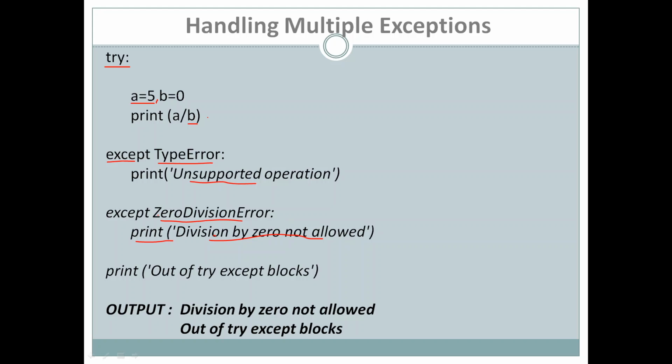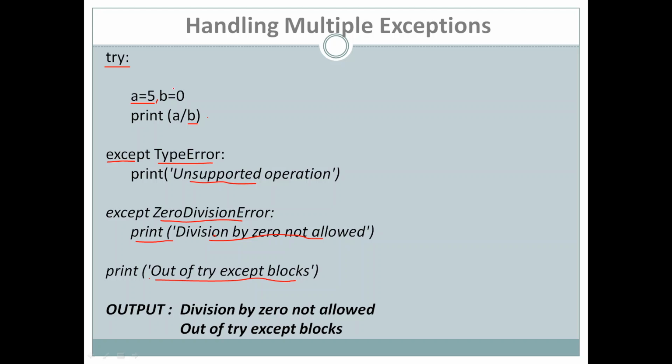So the next except block again catches it and checks against the exception which is declared. If you look here, it is zero division error. Again it matches. As it matches, it will execute the block of statements which are declared in this except block, and the control is transferred to the next statement outside the except block, and it will execute out of try except block.